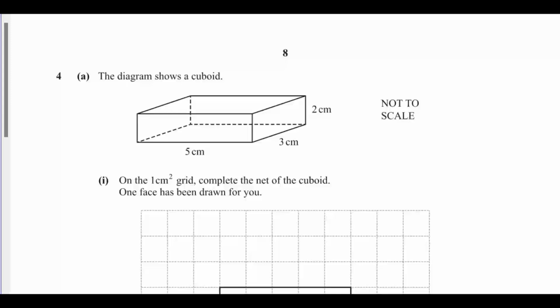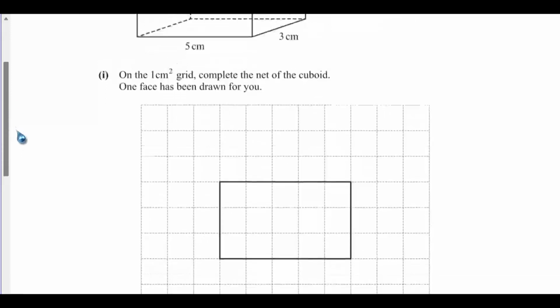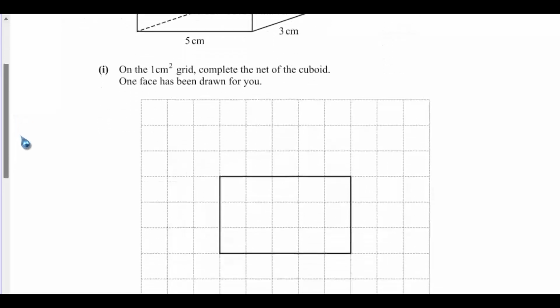Okay, so for A, the diagram shows a cuboid with these dimensions on the 1 centimeter squared grid. Complete the net of the cuboid. One face has been drawn for you. So Cambridge is very nice by giving you one of the faces.